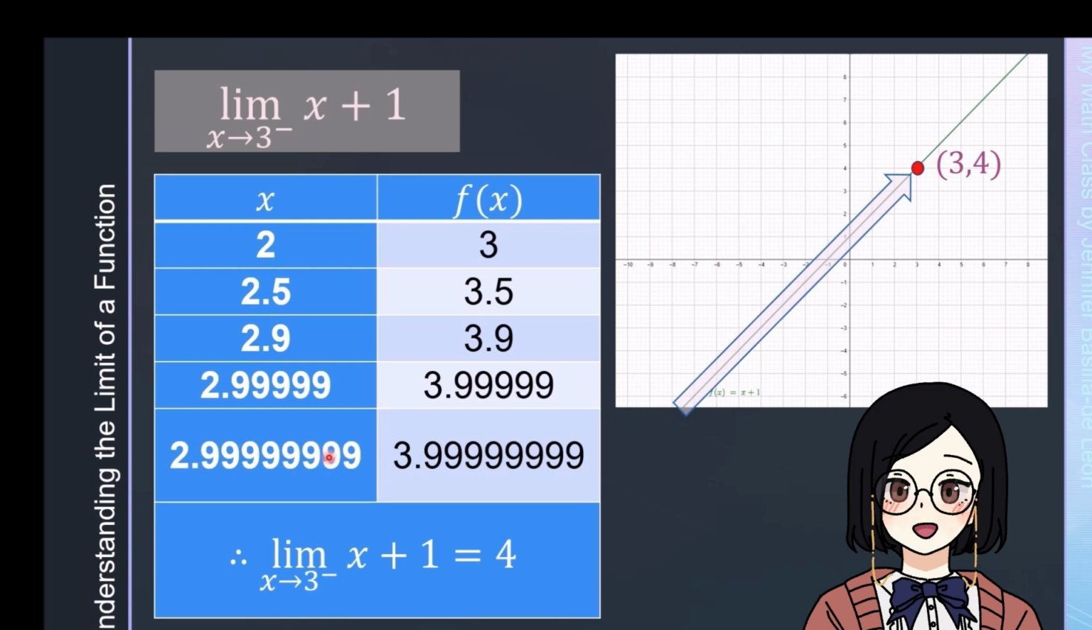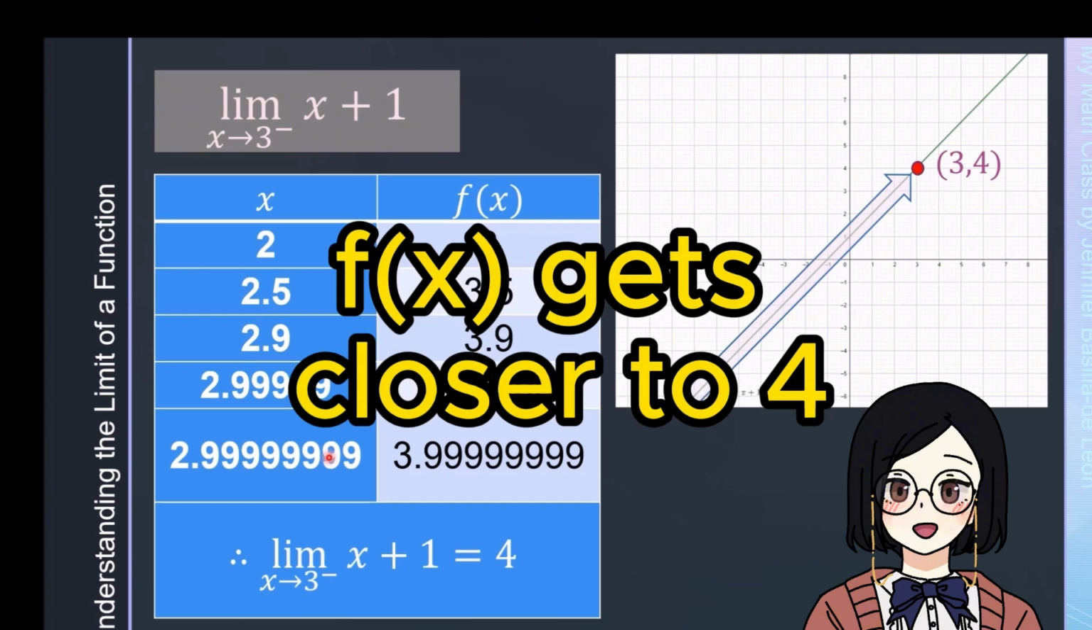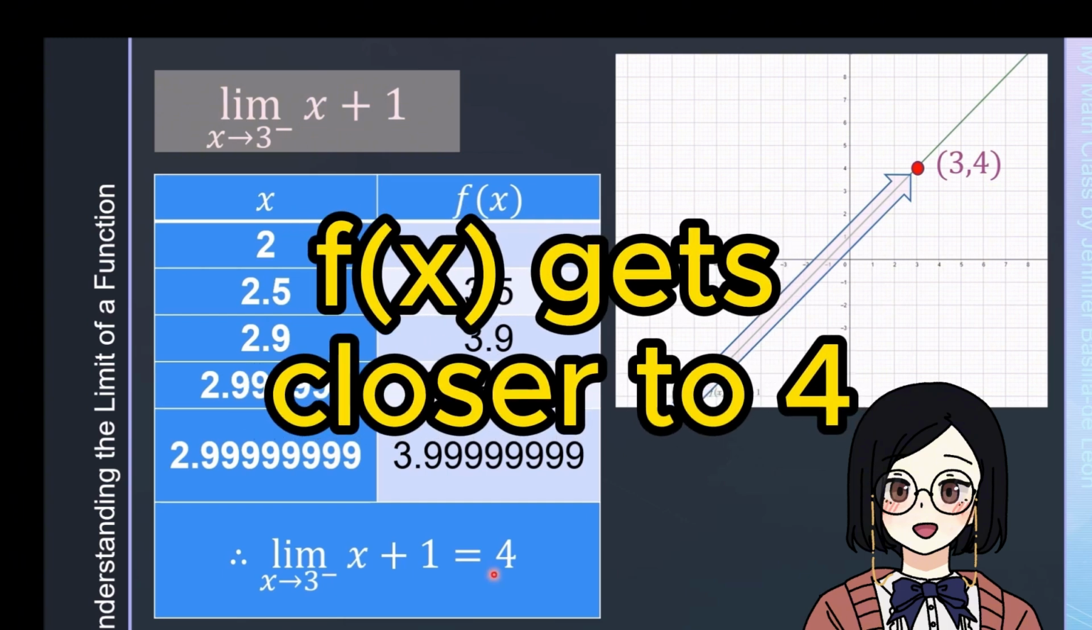99,999,999 millionths. Evaluating the function, it will yield 3 and 99,999,999 millionths. And if we choose a number that is much closer to 3 from its left, the value of the function gets closer to 4. Therefore, the limit of x plus 1 as x approaches 3 from the left is 4.